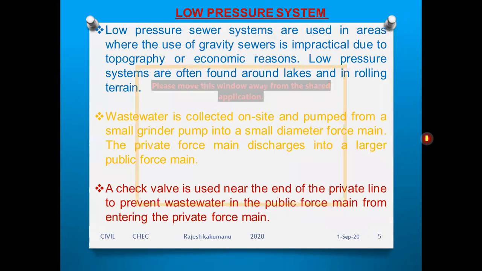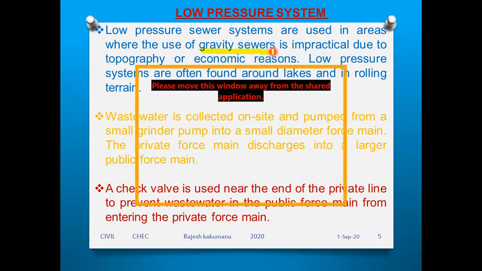Now, if you see the second category, the low pressure system, the low pressure sewer systems are used in areas where gravity sewers are not possible. In such areas, the low pressure sewer systems are generally used. Why? Because of the topographical area, geographical area, and also the cost factor.